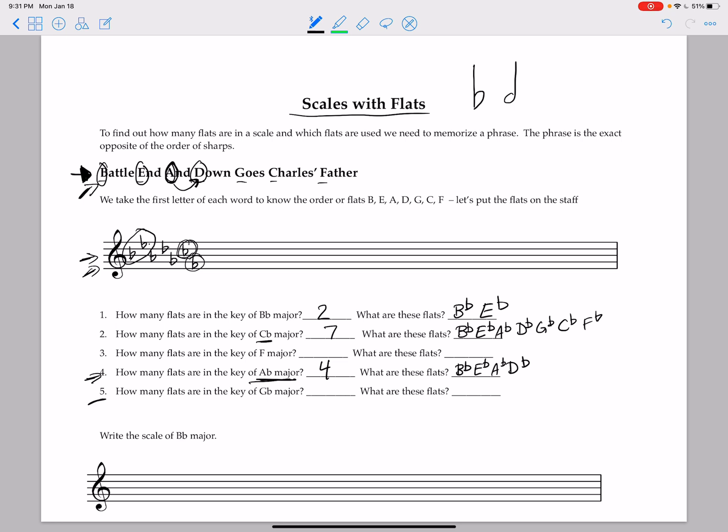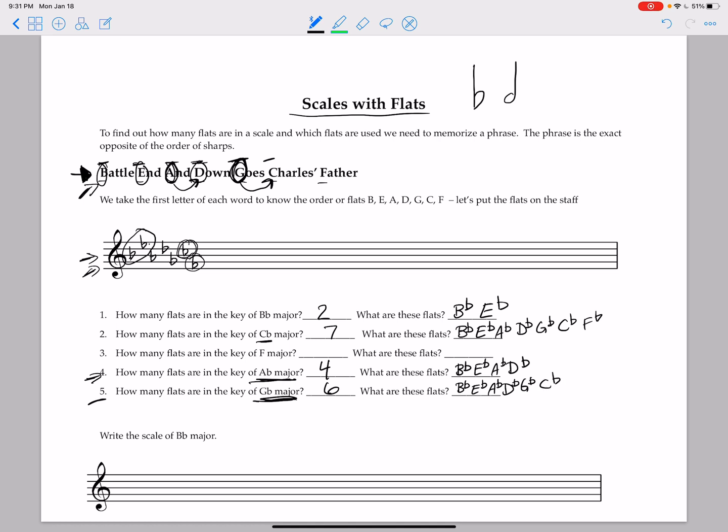Let's go to our fifth question here. How many flats are in the key of G flat major? We can do this one with the saying again. Here's our G flat, and then we add one more, so it's going to go up to the C flat. So there's 1, 2, 3, 4, 5, 6 flats, and they are B flat, E flat, A flat, D flat, G flat, and C flat.